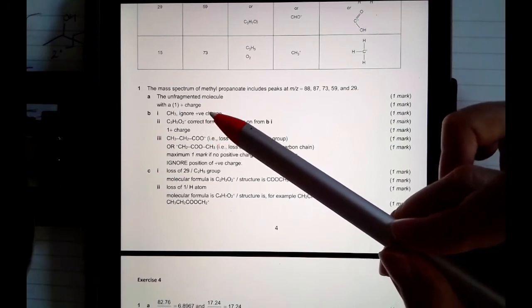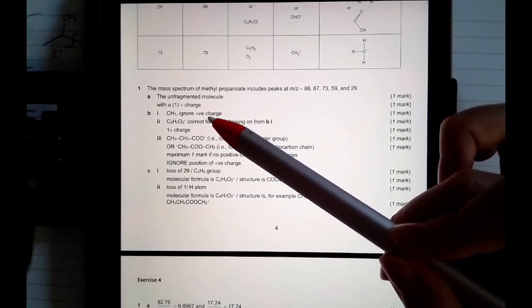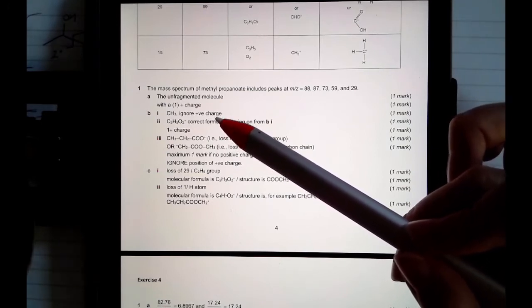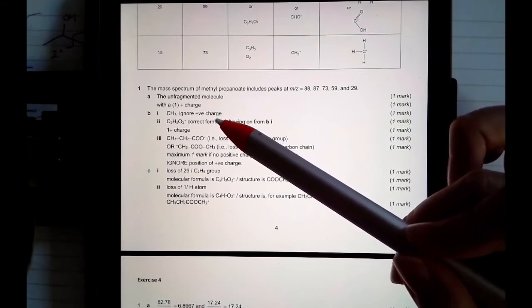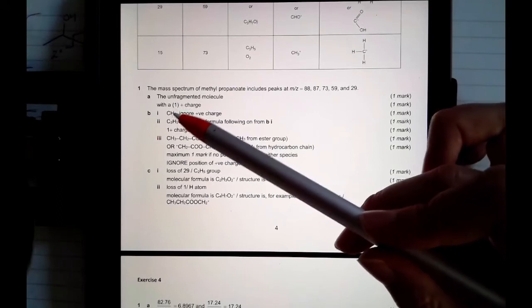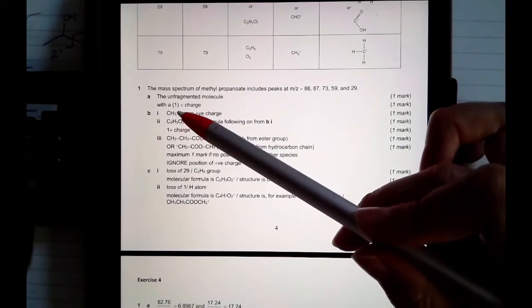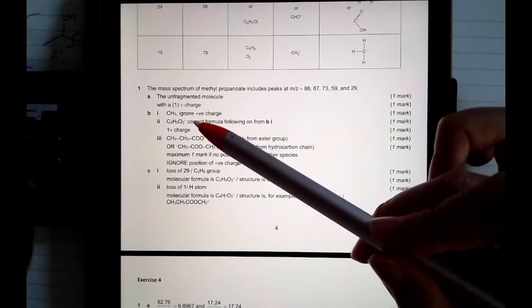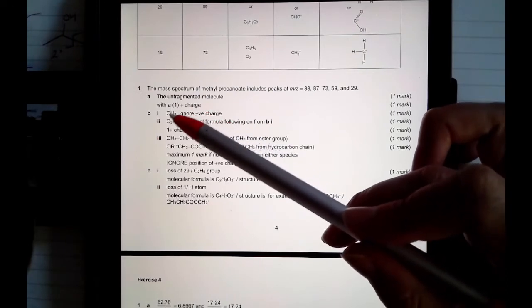They said there to ignore the positive charge. They've asked you what you're losing in order to produce this peak. The fragment that produces the peak has the positive charge. The fragment that's lost, CH3, does not have the positive charge. This isn't what's producing the peak, this is what is lost. So if you did have a positive charge, they gave you the mark, but this is not what's producing the peak.